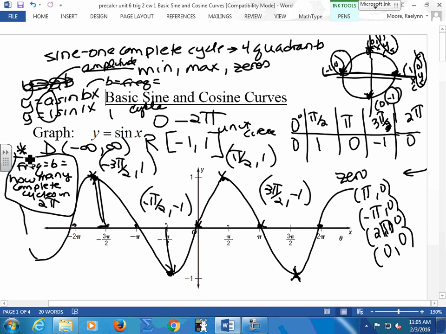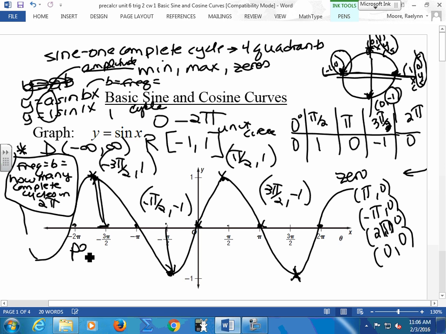So if my frequency is 1, that means in 2 pi, I went around my unit circle 1 time, right? So if my frequency is 2, in 2 pi, I got to do the thing twice. So we're going to get to that in a second. I just put 1s there right now. Okay, so now we've got one more thing to discuss.